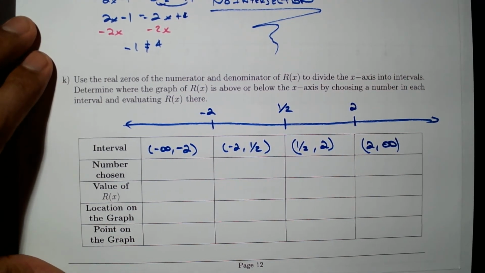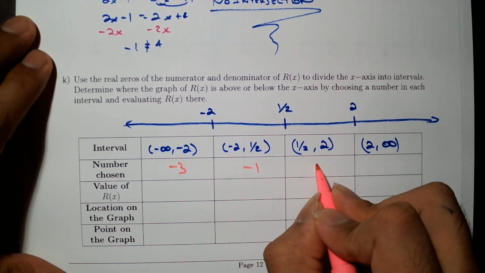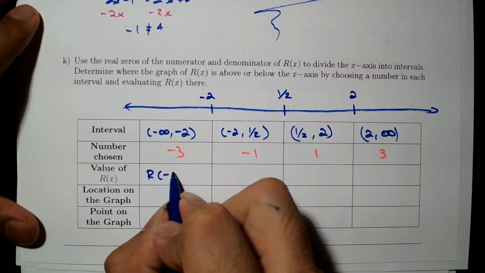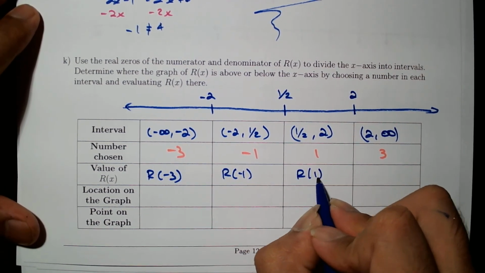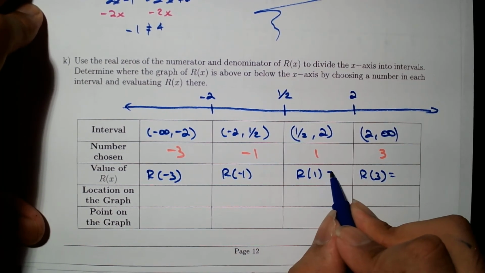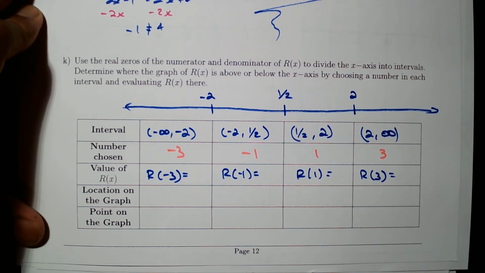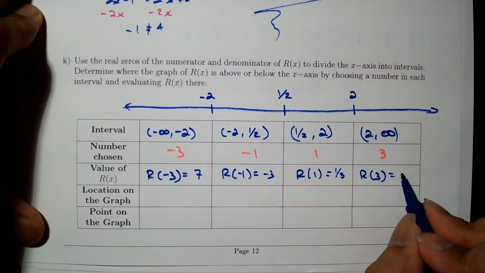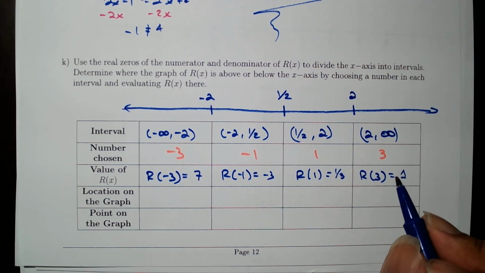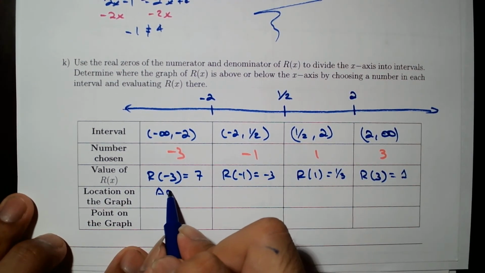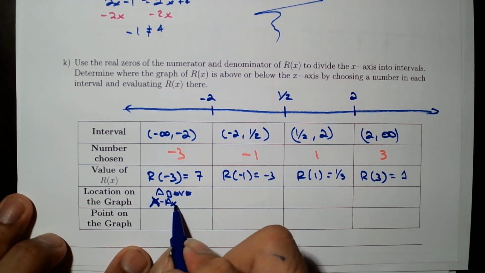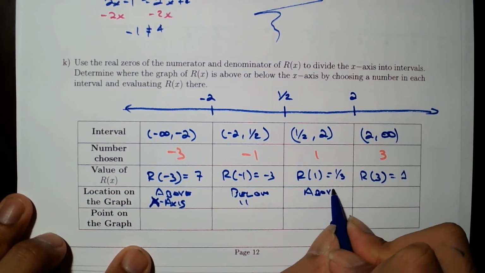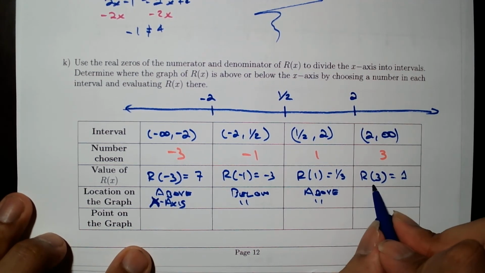Okay, let's choose a number. The numbers that I will choose in this case are negative 3, negative 1, 1, and 3. So we are going to evaluate the original function at these values of x. So r of negative 3, r of negative 1, r of 1, r of 3. So let's see, okay, according to my calculations, again, I'm not going to spend too much time on this. I get 7, negative 3, 1/3, and 1. All right. So because of the positive sign, this is going to be above the x-axis. Negative sign, that means it's going to be below the x-axis, then above the x-axis again, and again above the x-axis.